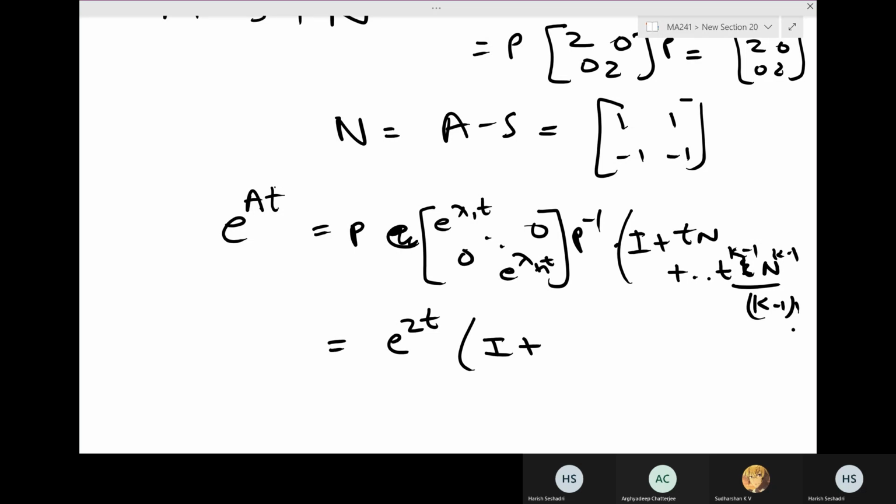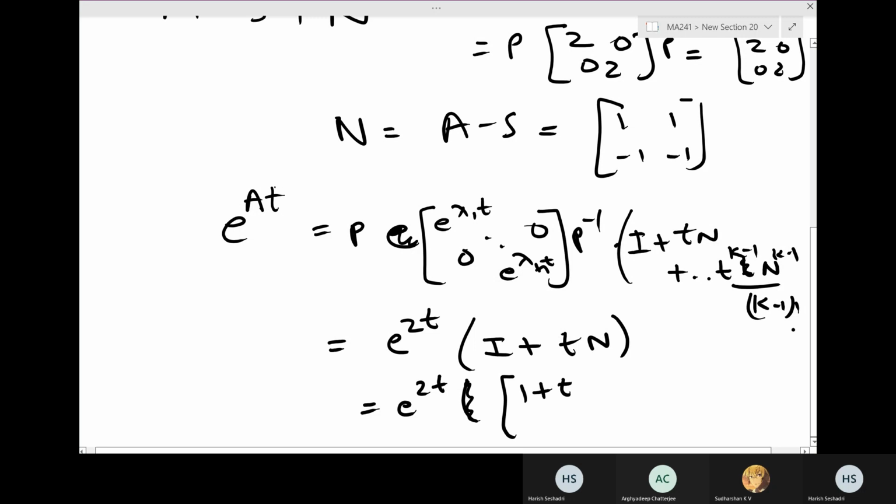What can happen is k can be 1, but if k is 1, then the matrix itself will have to be 0. So k has to be 2. That just leaves me with Tn. And so I'll get this matrix, which is 1 plus T, T, minus T, 1 minus T.